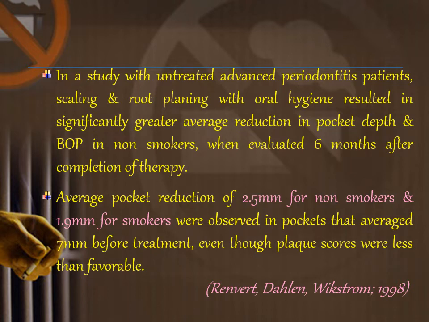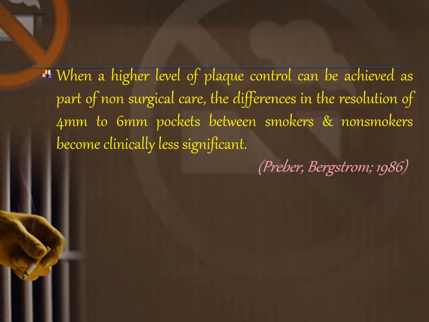In a study with untreated advanced periodontal patients, scaling and root planing with oral hygiene resulted in significantly greater average reduction in pocket depth and bleeding on probing in non-smokers when evaluated 6 months after completion of therapy. Average pocket reduction of 2.5 mm for non-smokers and 1.9 mm for smokers was observed in pockets that averaged 7 mm before treatment, even though plaque score was less than favorable.